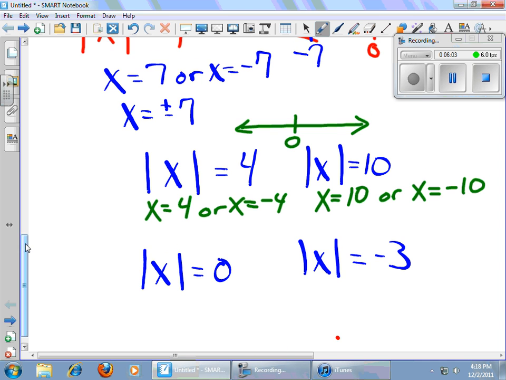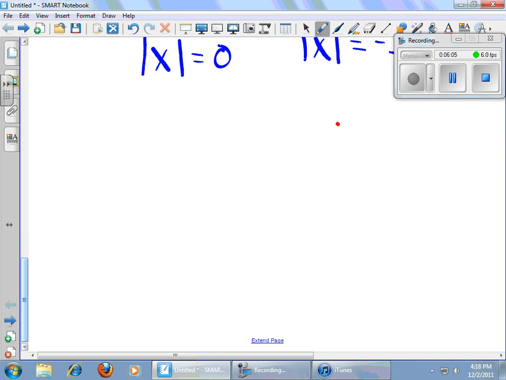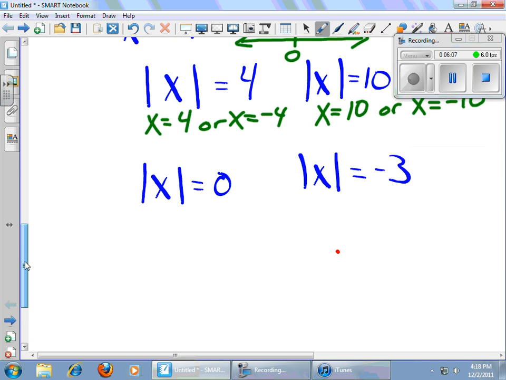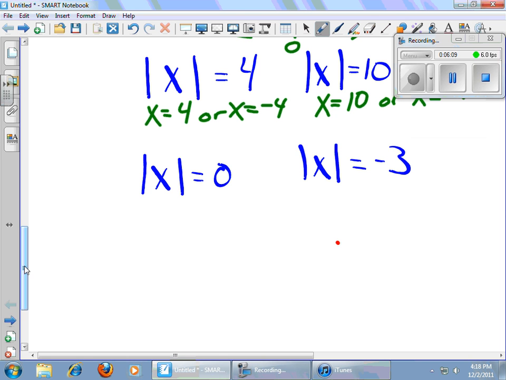All right, coming down to the absolute value of x equals 0. This is a pretty easy one. How many numbers are 0 units away from 0? I can only think of one. And what is that one number? It's 0. Now this one's a little bit trickier.